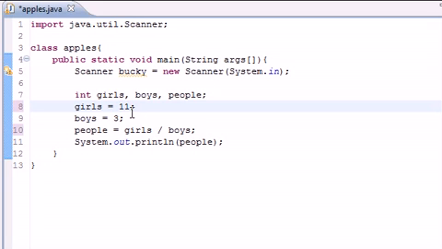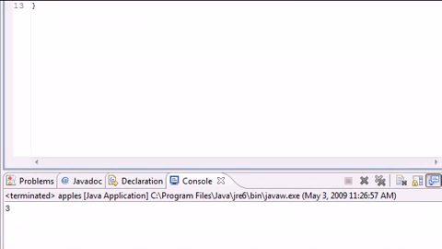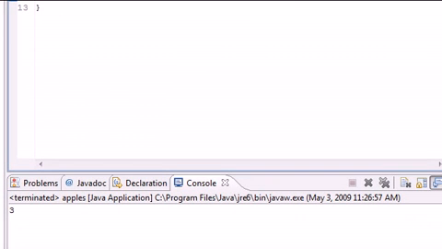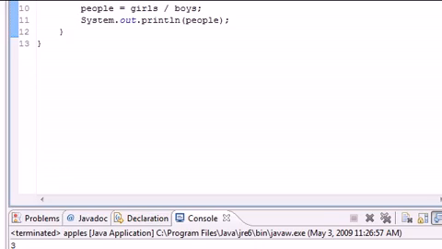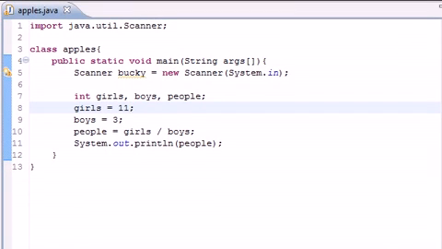Say you want to divide 11 by 3. Let's see what our result is. 3. Well, we all know that 11 divided by 3 doesn't equal 3. What it equals is 3 point something. 9 divided by 3 actually equals 3. So what exactly is going on here? Well, Java said, alright, you want to work with ints? Ints are whole numbers, so whenever you ask the question in ints, I'm going to give you an int.